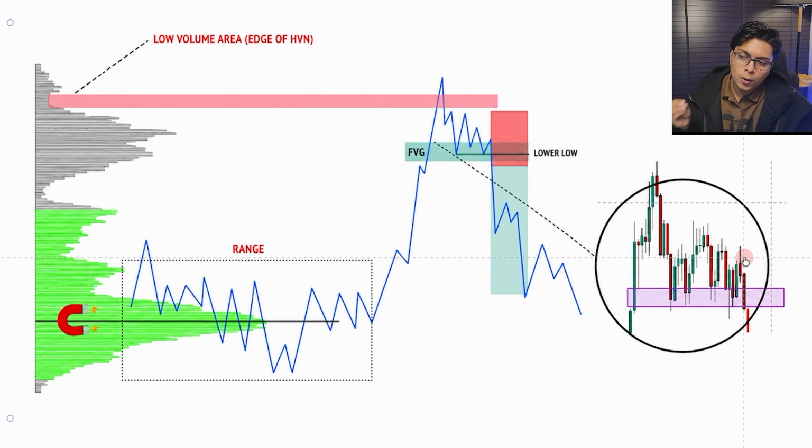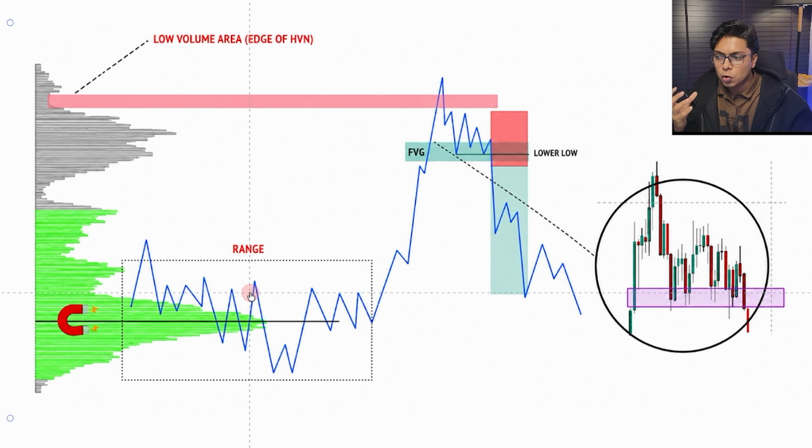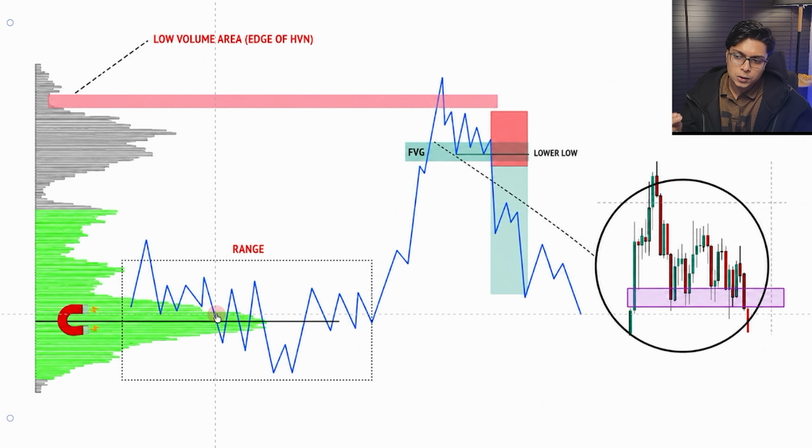Now the important part comes in. When you get an IFVG, you have to decide in which direction, or where, the market is getting attracted towards, and that is always a range or a high volume node where there is fair value, and fair value is where buyers and sellers really like to trade.